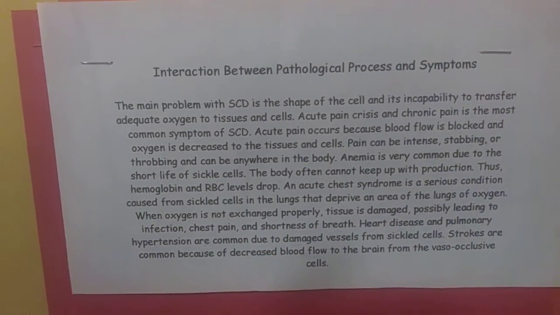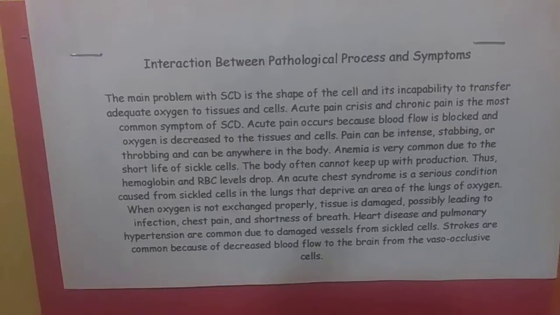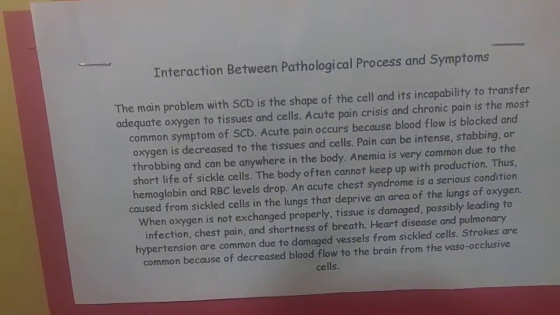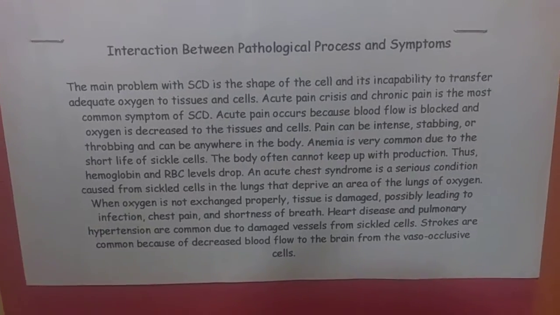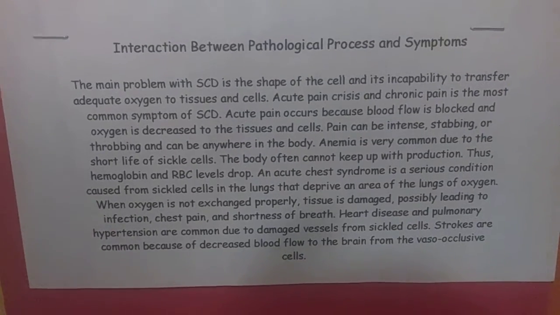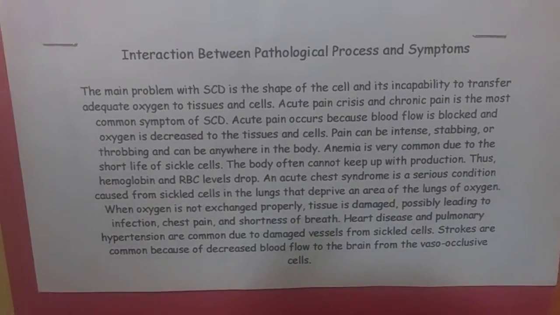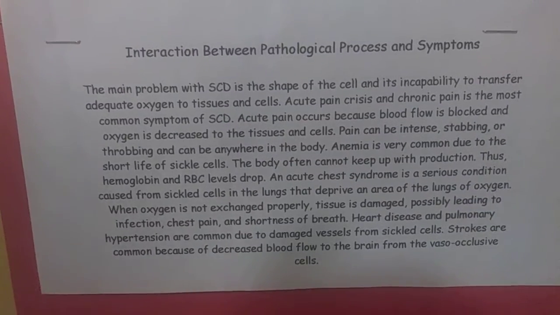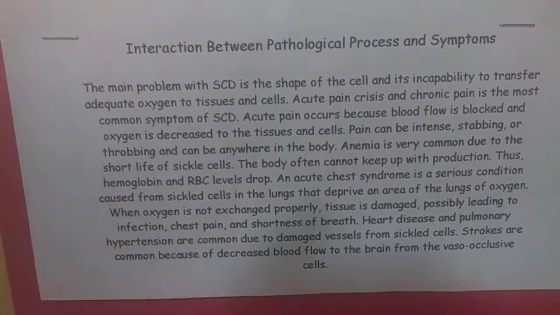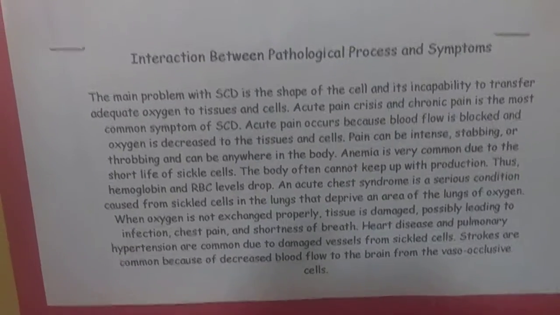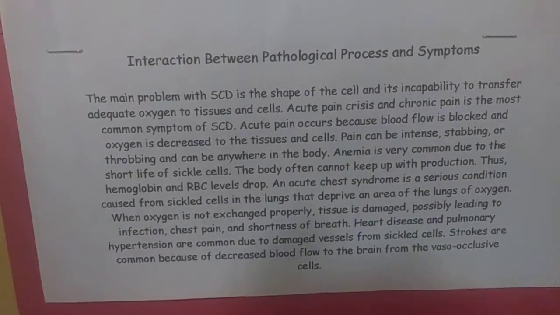Acute chest syndrome is a serious condition caused from sickled cells in the lungs that deprive an area of the lungs of oxygen. When oxygen is not exchanged properly, tissue is damaged, possibly leading to infection, chest pain, and shortness of breath. Heart disease and pulmonary hypertension are common due to damaged vessels from sickled cells. Strokes are common because of decreased blood flow to the brain from the vaso-occlusive cells. Next is lab work, up above.